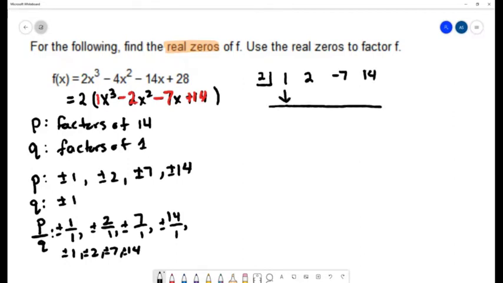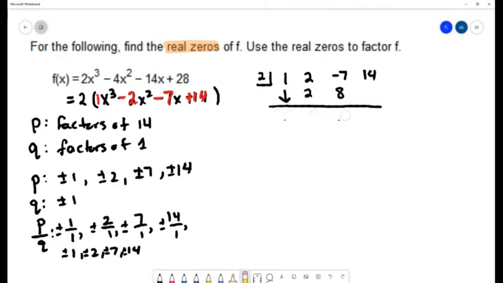Bring the first term down. Multiply. 2 times 1 is 2. We're going to add those together to get 4. 4 times 2 is 8. We're going to add those together to get 1. Okay, let me just pause here for a second because it's not working out properly. Okay, let me make my correction.